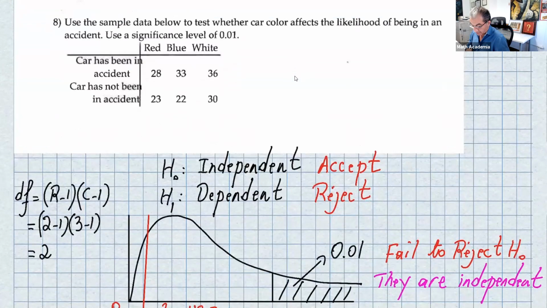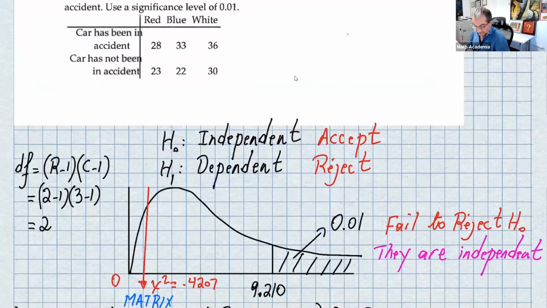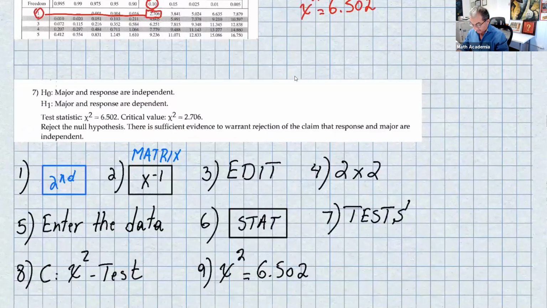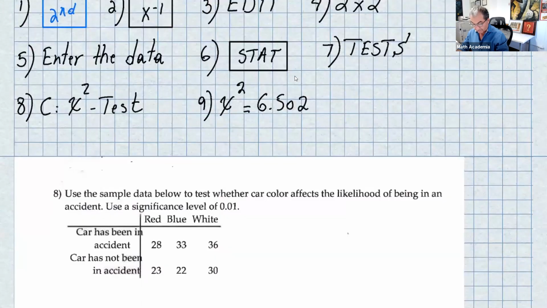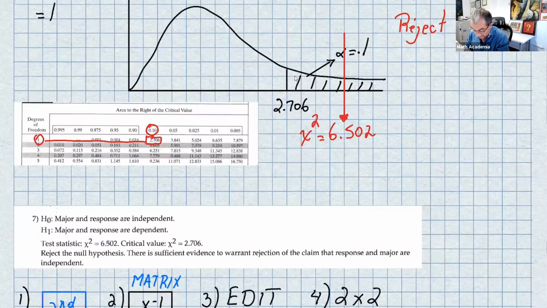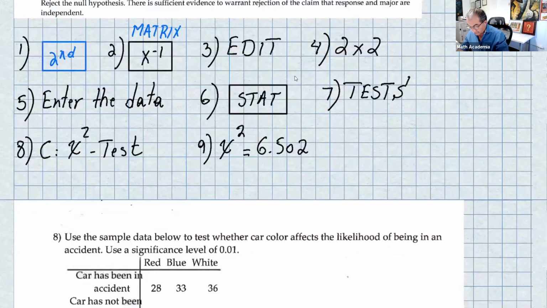So one more time here, H0 I put they are independent, H1 dependent, degrees of freedom, number of rows 2 minus 1 times number of columns minus 1, 3 minus 1, so it's 2 in this case. So the critical value, again, you can go to the chi-square table and find that value. Let's see if we can get that. So we have 0.01 and degrees of freedom 2. 0.01 is here, degrees of freedom 2, it's here, so it's 9.210.